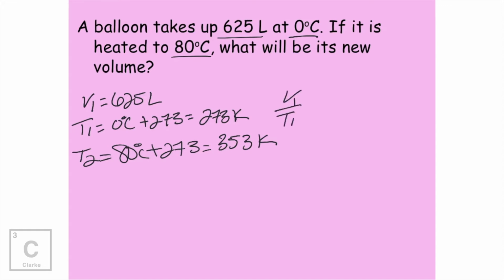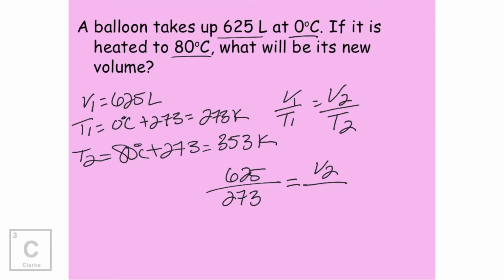Volume 1 over temperature 1 equals volume 2 over temperature 2. Again, I just put these straight into the problem. So volume 1, that's 625. Temperature 1, that's 273. Now, I have T2, so I must be looking for V2. So T2, that's 353. Now, this looks exactly like a proportion. And if you need to think about this V2 as an X, then just put an X there. So we are going to cross multiply and divide. Proportions, cross multiply and divide.